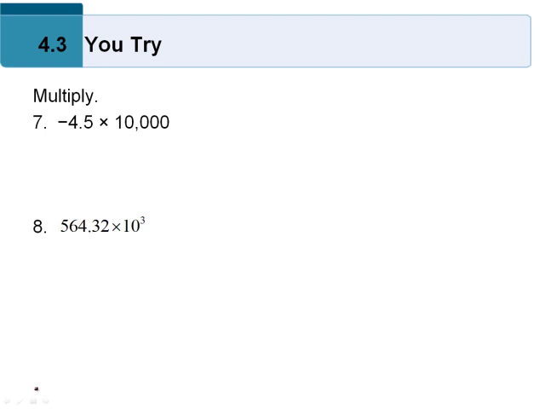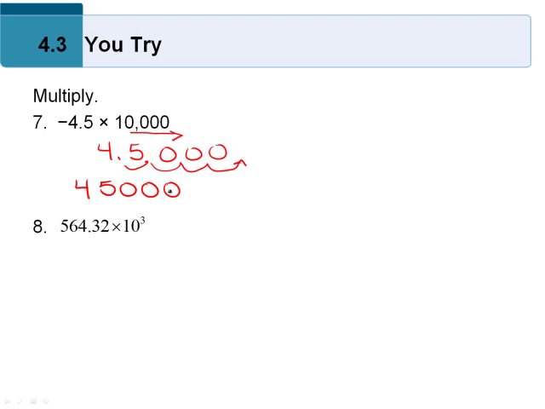Number 7, negative 4.5 times 10,000. So this is one of those shortcuts. We've got 1, 2, 3, 4 zeros. So I'm going to write this 4.5 down here where I can see what I'm doing. I need to go 4 places to the right with this decimal point. So I'm going to go whoop, that's 1. If I've only got 1 and I need 4, I'm going to need to add on 1, 2, 3 zeros so that I have 1, 2, 3, 4 places to the right. Now the decimal is at the end, and we get 45,000.